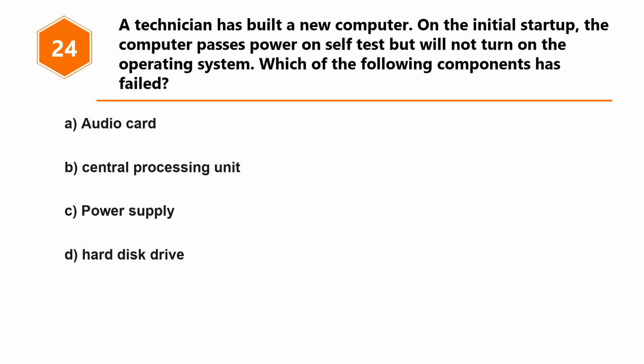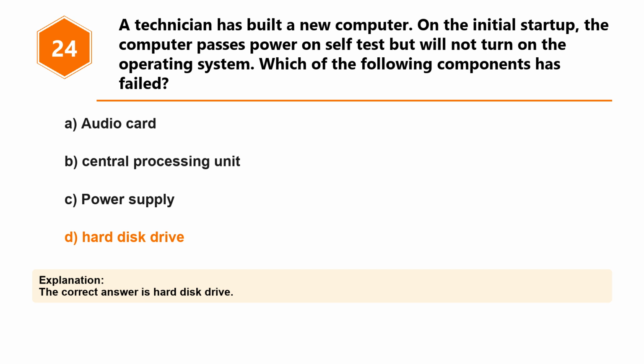Question 24. A technician has built a new computer. On the initial startup, the computer passes power on self-test but will not turn on the operating system. Which of the following components has failed? Option A, audio card. Option B, central processing unit. Option C, power supply. Option D, hard disk drive. The correct answer is option D, hard disk drive.